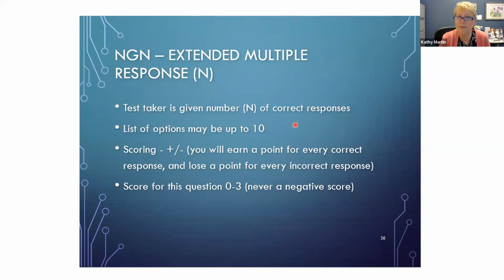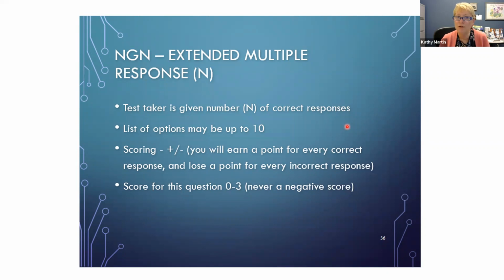So with this item type, I said the test taker is given the number, or N, of the correct responses. The list of options may be up to 10. So that's a little nerve-wracking for students when they hear, oh my goodness, it could be as many as 10 items I have to choose from.